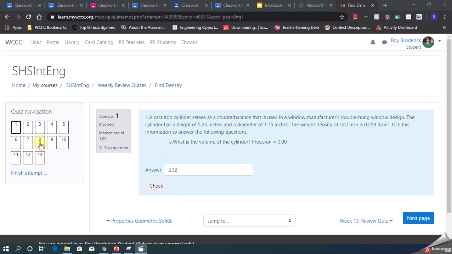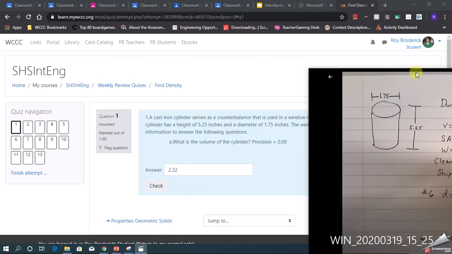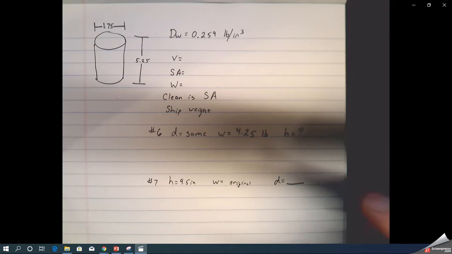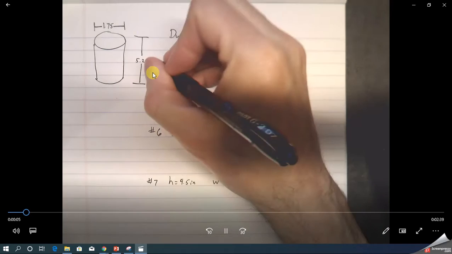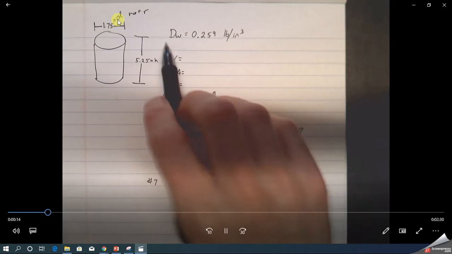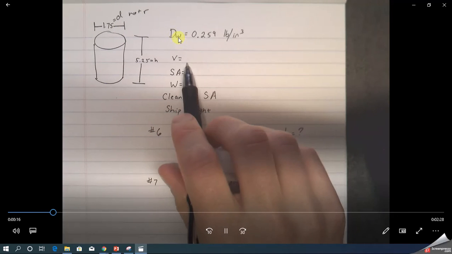The first 7 questions kind of help with each other. What I want to do, I drew myself a picture: diameter 1.75, height 5.75. I'm going to make sure I put inches in there. And then I've got width. That's diameter, not radius. And then I've got the weight density there.